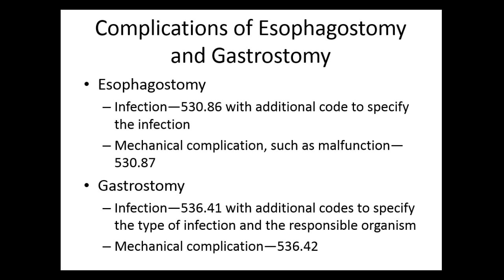There are complications of an esophagostomy and a gastrostomy that you need to be aware of. Examples would be an infection, and you would use code 530.86 with an additional code to show the specific infection, or mechanical complications such as a malfunction, which would be coded to 530.87 for esophagostomy, or 536.42 for the mechanical complication. It's really important to remember with your infections to code also the specific type of infection and the responsible organism.